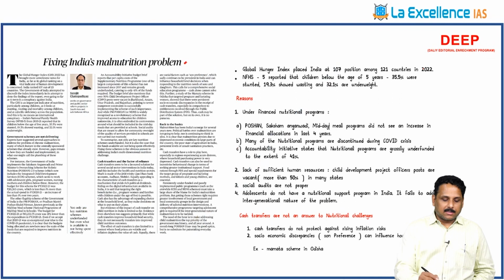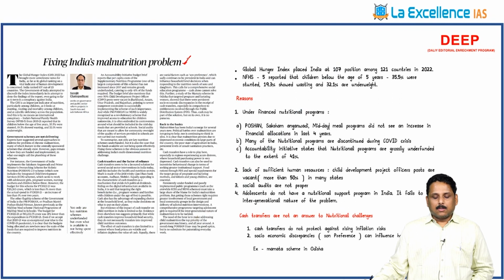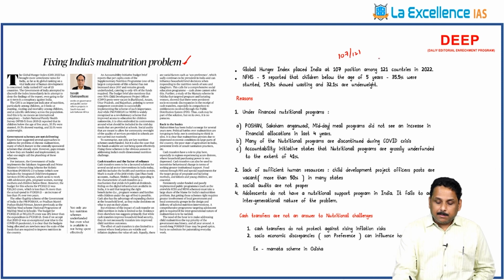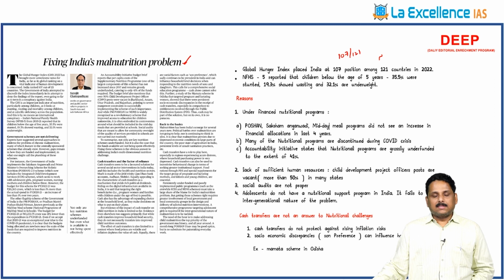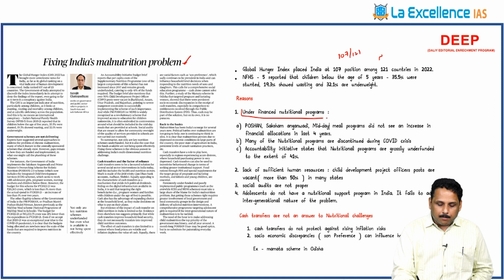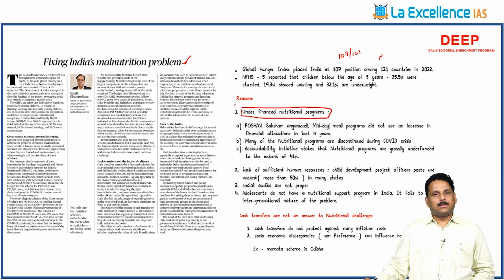The first article for discussion: Fixing India's Malnutrition Problem. You know that in the Global Hunger Index, India is placed at 107th position out of 121 countries. India has disputed the legitimacy of the data, but still, let us critically analyze the problem of hunger in India. The first problem is that most of the nutritional programs in India are under-financed.